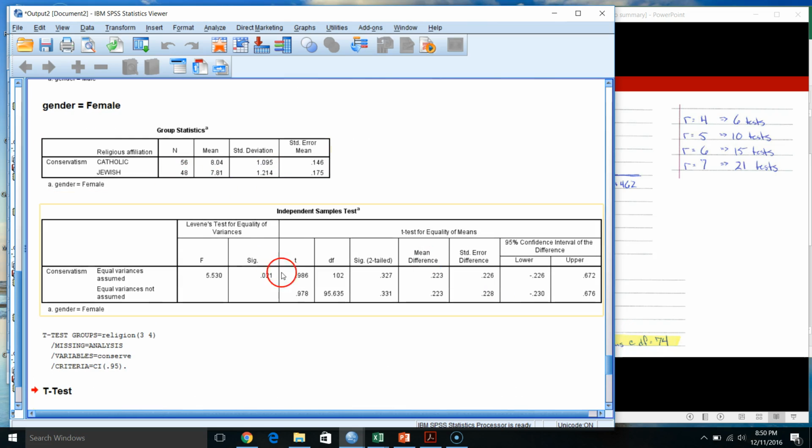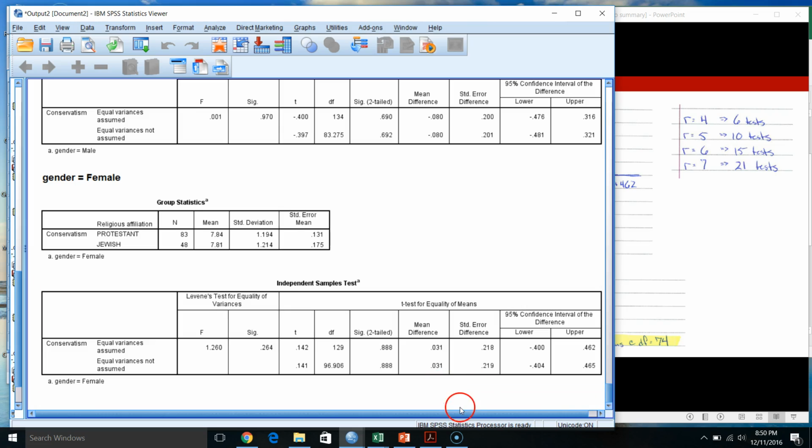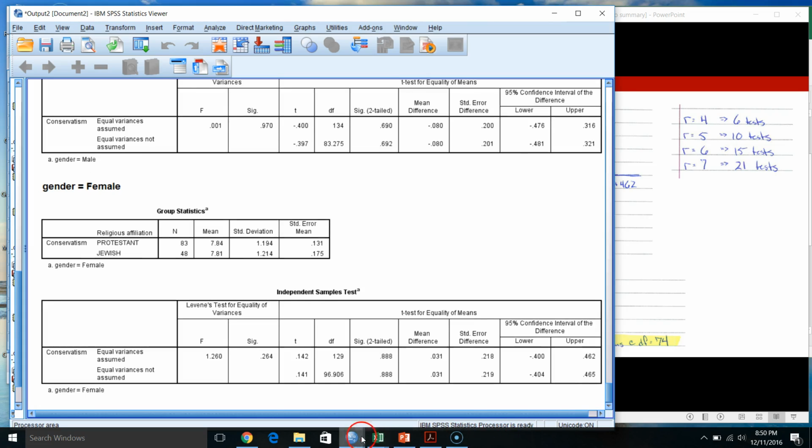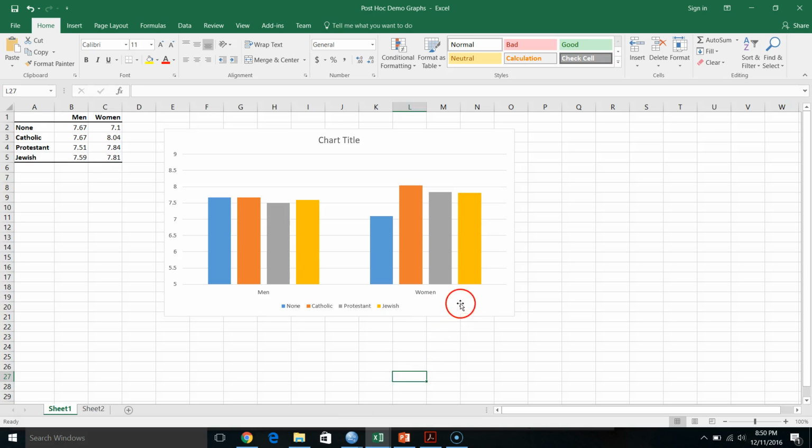Nothing going on in terms of our differences between our Catholic and Jewish women. And nothing different here in terms of our Protestant and Jewish women. So what it's looking like is our unaffiliated women are scoring reliably different, or in general scoring lower levels of conservatism than our other religious groups here. However, this one is the only one that's meeting criteria based on our adjusted statistical test. So we're seeing medium effects here and here, but it's only this one that's hit statistical significance.